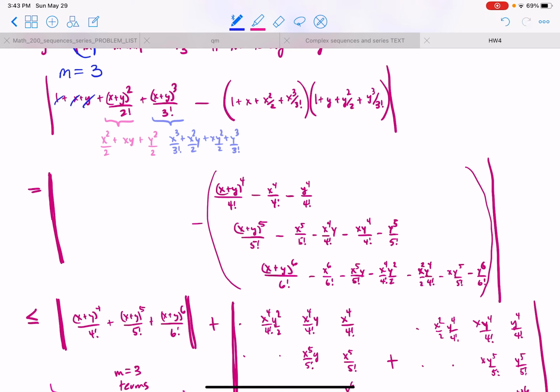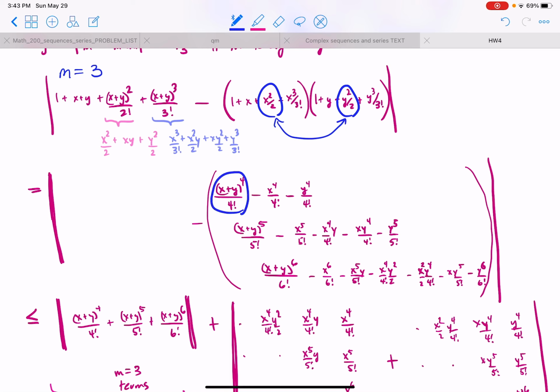So everything will cancel, except what won't cancel? Well, things like this, x squared times y squared will not cancel because there's nothing of degree 4 over here. And if we multiply these together, we get degree 4.